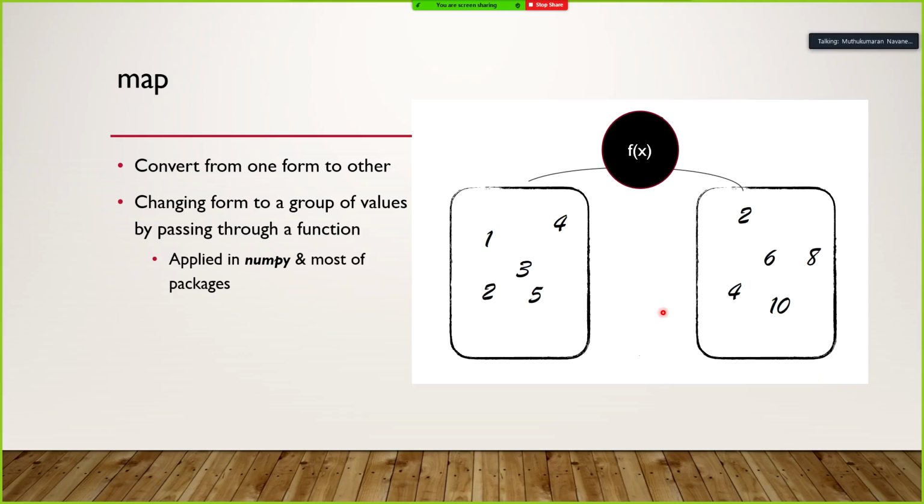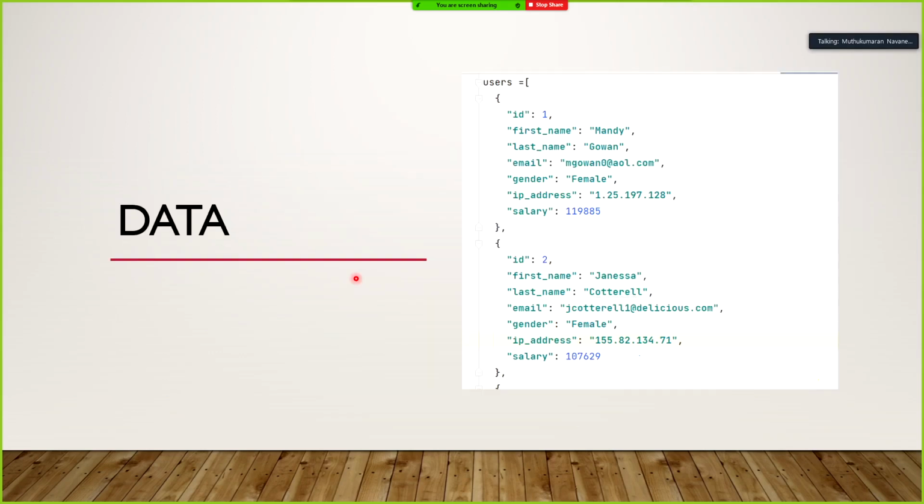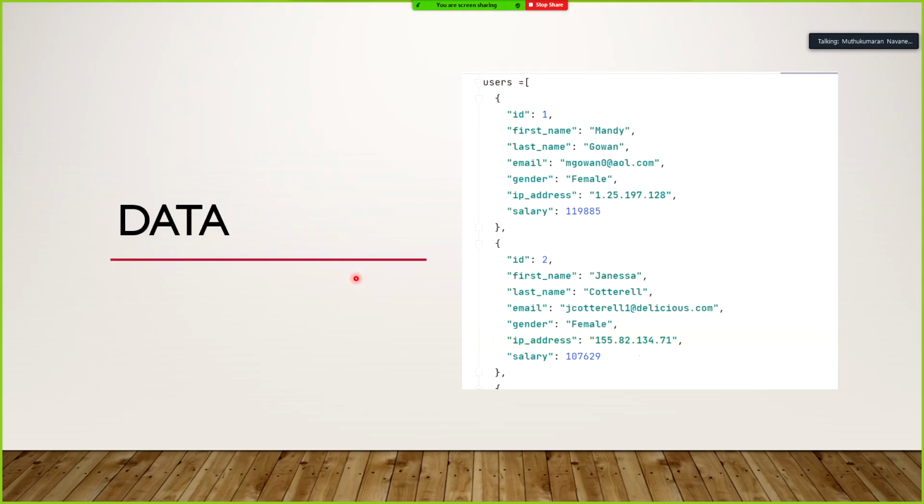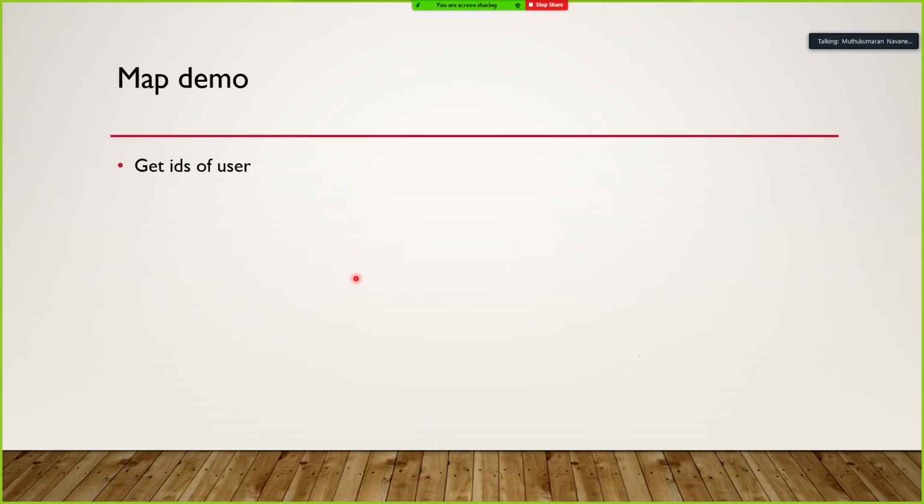Okay, so how do we do it in Python? So we have this data, which is from some JSON file. We are going to work on that. You just copy this JSON file and put it inside, and then we will try to get the IDs of the users. We will start with the typical way of getting the IDs of users, and then once we have completed the typical way, we will use the map based approach. That way we could see what we are trying to achieve.